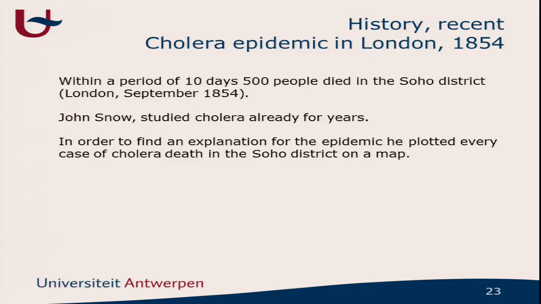So what was the problem? In 1854, in one limited geographical area, the Soho district in London, and for those of you that have visited London, it's really in the center of London, they had, within a period of 10 days, 500 deaths due to cholera, which is quite impressive. And John Snow had an idea about why people would get cholera, and he wanted to show what happened, and he plotted all the cholera deaths on a map of London.